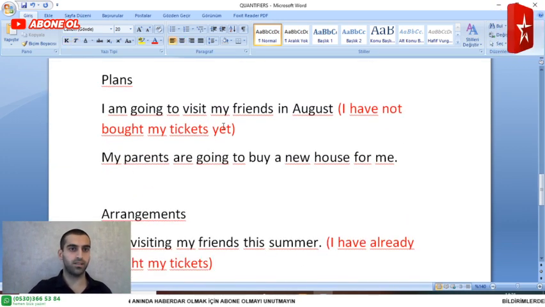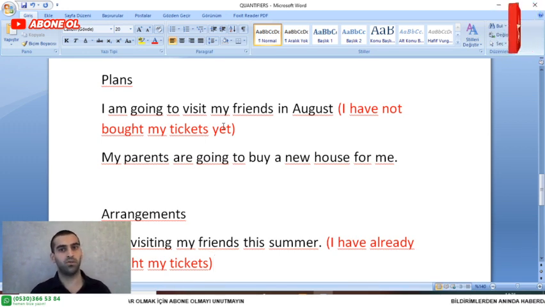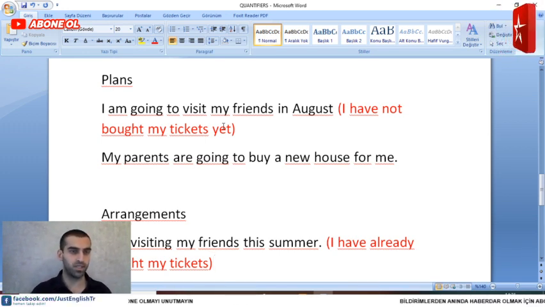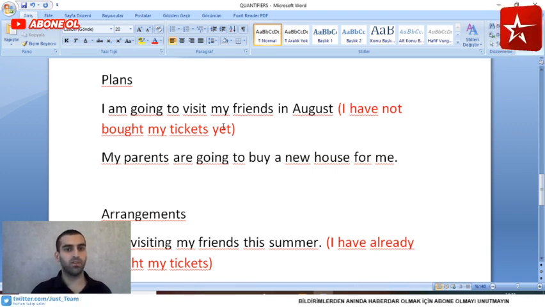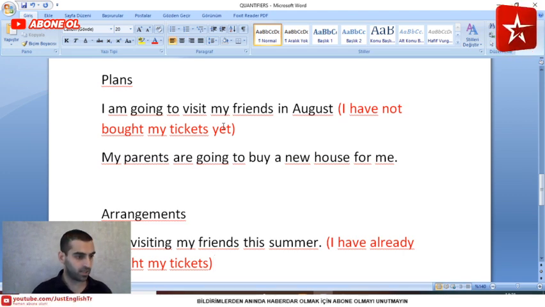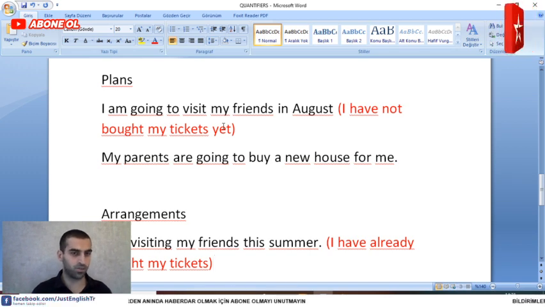Plans, like I am going to visit my friends in August, it means I haven't bought my tickets yet. It's my plan. Or I am visiting my friend this summer, it means I have already bought my tickets. Let me check your comments if you have any questions or not.